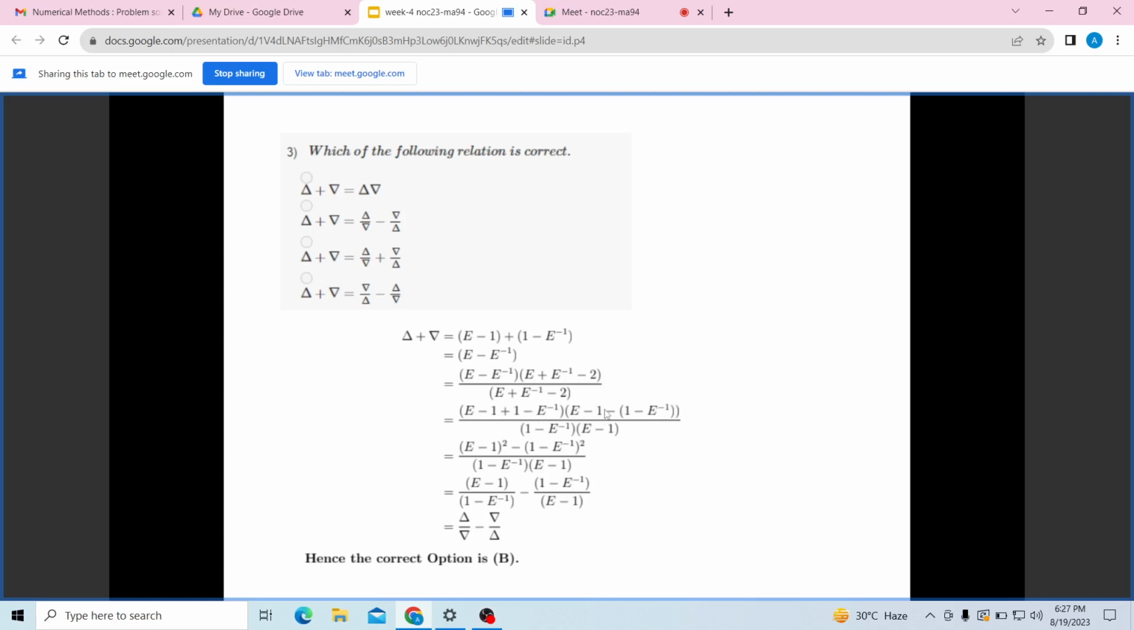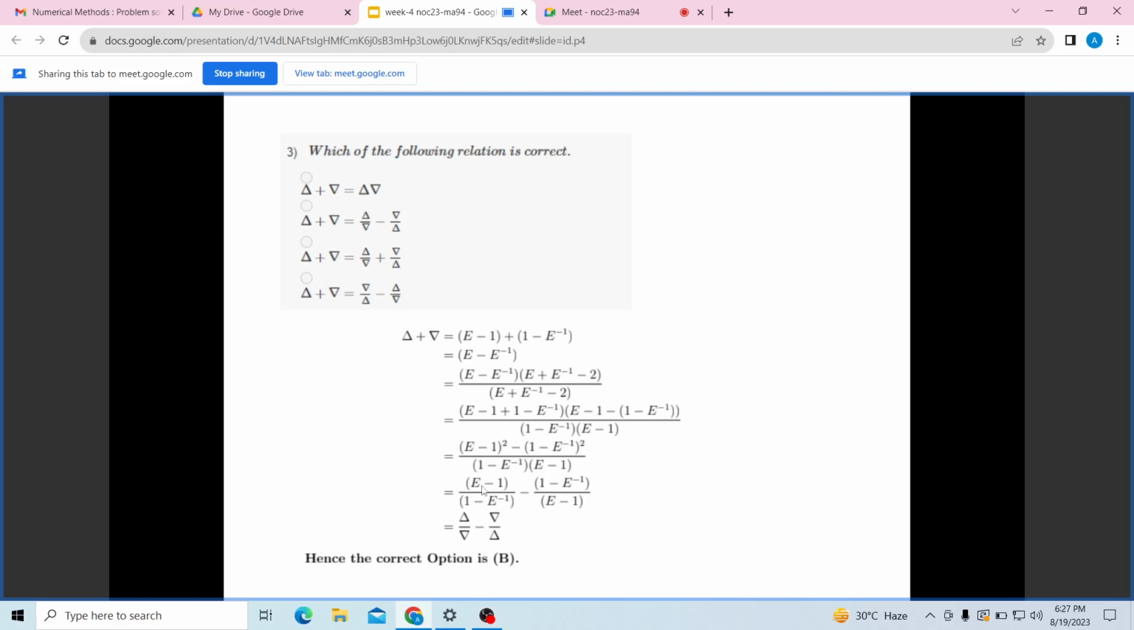Now here, E minus 1 minus the same term, so you can apply that formula, A plus B times A minus B, so you'll get A square minus B square. So you'll get E minus 1 whole square minus 1 minus E inverse whole square upon this term. Now separate the denominators and simplify it, so you'll get E minus 1 by 1 minus E inverse minus 1 minus E inverse by E minus 1.